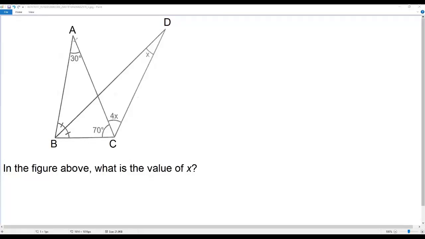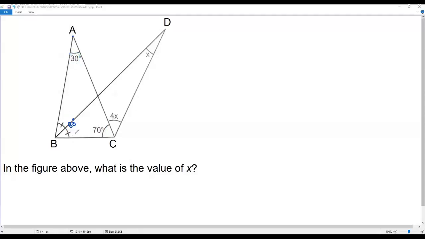Okay, first let me consider the triangle ABC over here. In any triangle, the three interior angle measures will add up to 180 degrees. So when I add this interior angle measure 30 degrees and this interior angle measure 70 degrees and this interior angle measure, then I'll be getting 180. So to get the interior angle measure over here, I just have to add these two angle measures, then I'm getting 100 degrees. So if I subtract this 100 from 180, I'm getting 80 degrees angle measure over here.